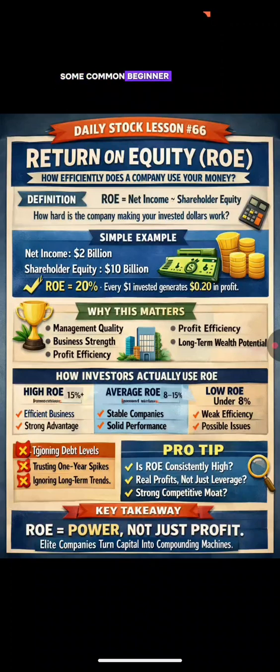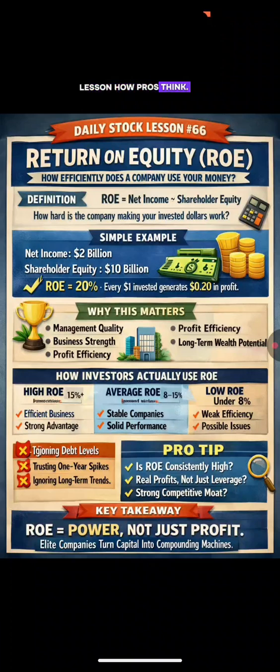Some common beginner mistakes to avoid. Looking at ROE without checking debt. Trusting one-year spikes. Ignoring long-term trends. High debt can fake a high ROE. So also pair ROE with debt to equity. Right? We learned this in the past lesson.